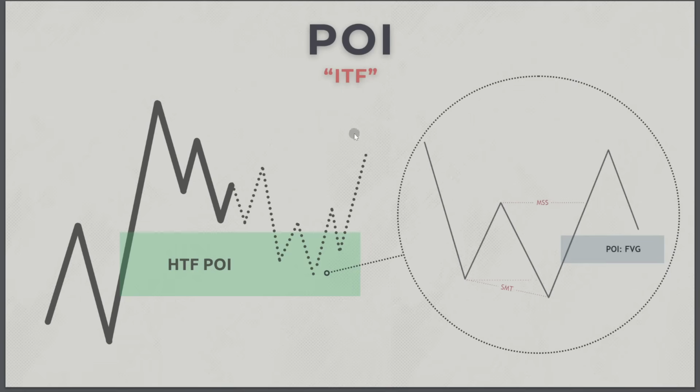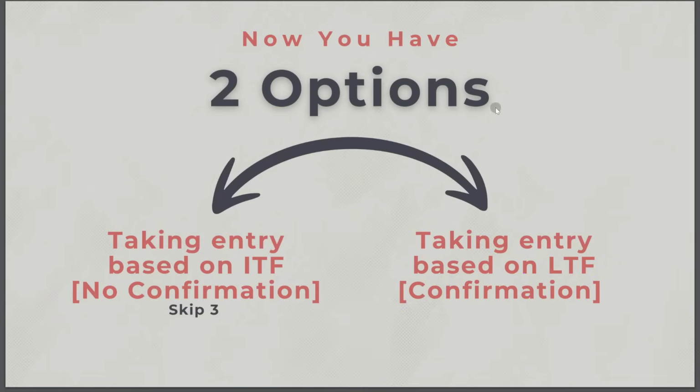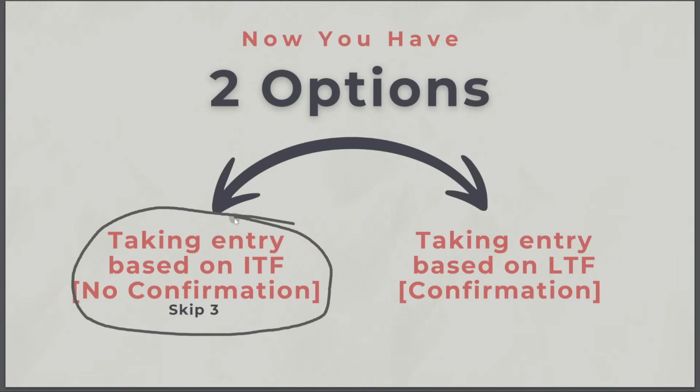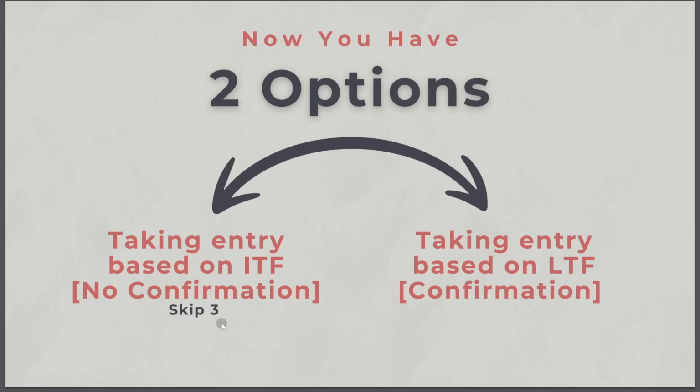So as soon as we see this in our intermediate time frame, then we could actually switch to the lower time frame and look for an entry from there. Two options at this point, or at this stage. You either can take an entry based on the intermediate time frame, and therefore you can skip the third step. So basically this is an entry with no confirmation. So you're using two time frames, higher and lower, and in between you're waiting just for that POI to create a fair value gap here and then enter from it immediately, and that's a valid one.